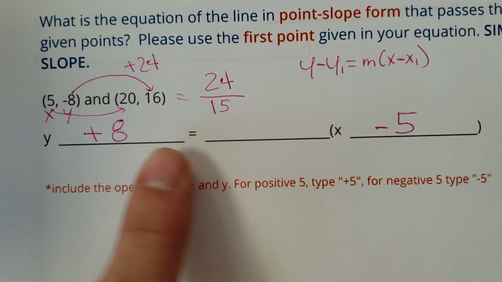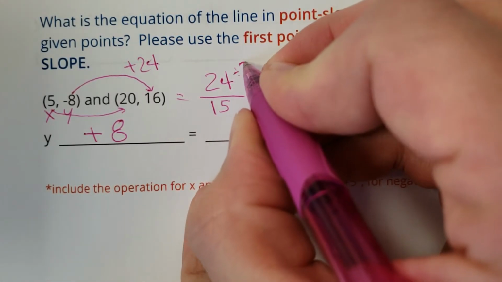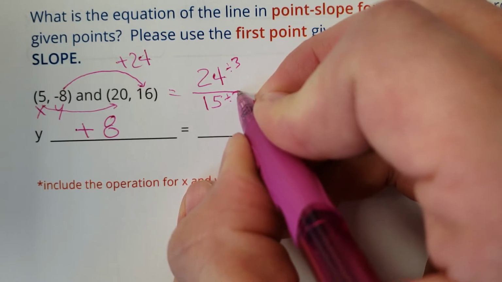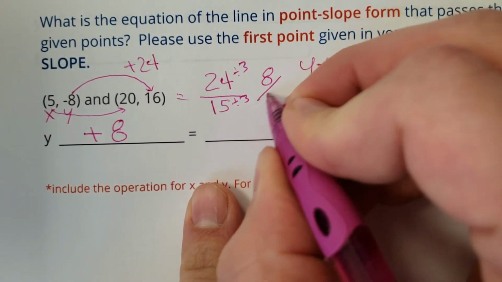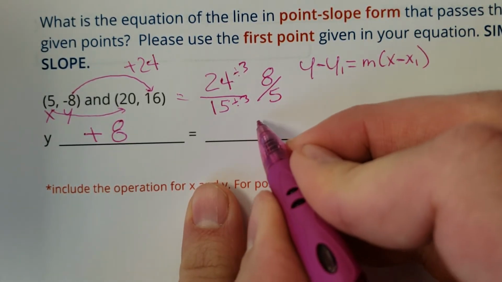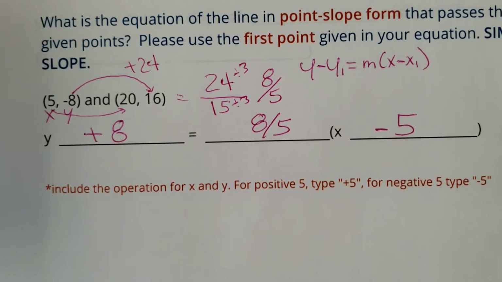Okay, so I'm not happy with that. We must simplify the slope. I think both of these can be divided by a triple. Change in y over change in x simplified is going to be 8/5. Oh, drop it in right there. Here we go. 8/5. Type it just like that. No spaces needed. Simplify your slope, students.